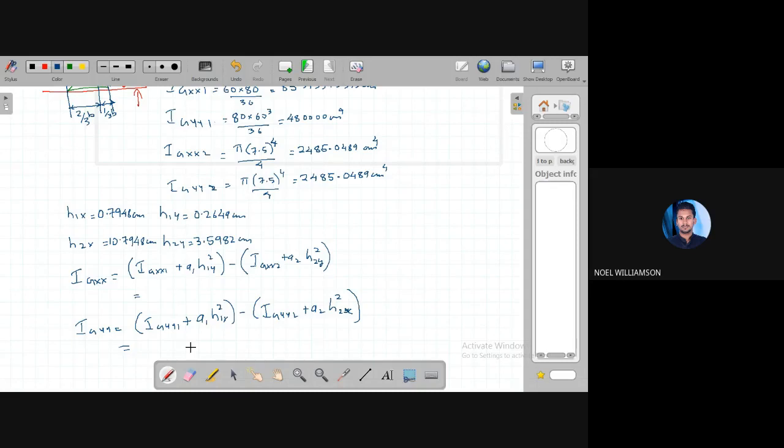So the values: 8657 centimeter raised to 4, and IGYY is 458438.9009 centimeter raised to 4. Okay. So these are the values.